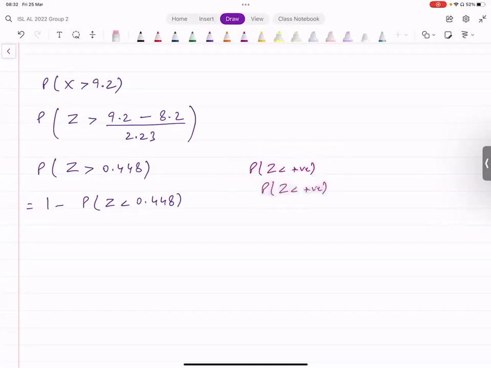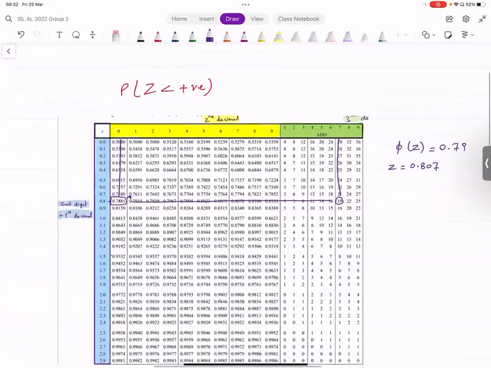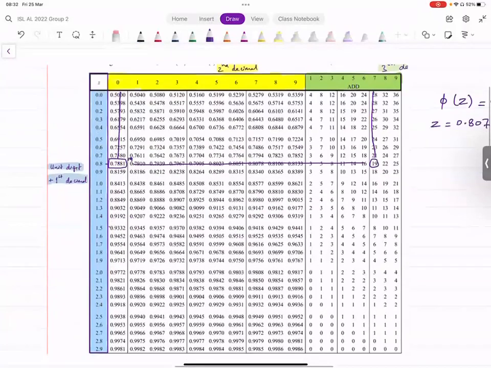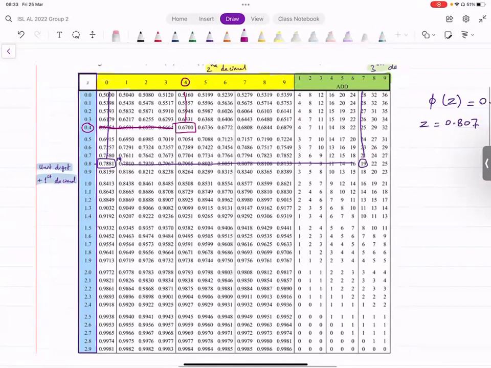ये टेबल से जाके आप देख लेंगे. So basically you can write this as 1 minus phi of 0.448. Basically 0.448 वैल्यू आप देखनी है z की, उसके प्रोबेबिलिटी आपके पास क्या आ जाती है. ठीक है, वो आप टेबल से जाके देख लेते हैं. 0.4 is here, and then 4 again, that's here. So we've got 0.6700.